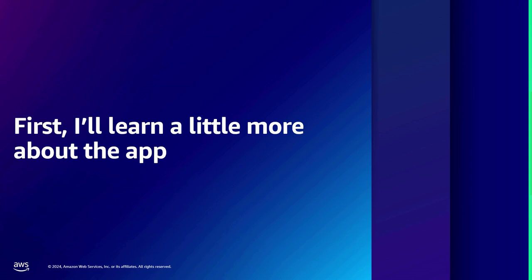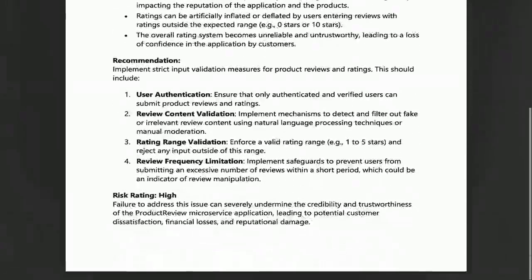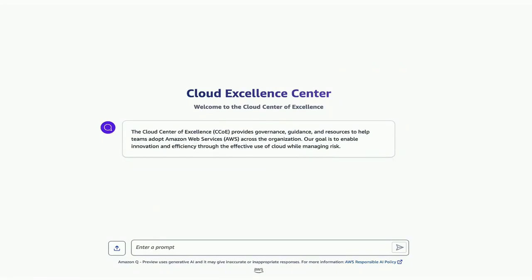And so I'm going to begin my journey first with the audit findings and then jump into the Amazon Q Business capabilities. So this is the audit finding report. Essentially, we're not properly validating product inputs. And as a result, we have these fake reviews. These are misleading, and they're resulting in some trust that we're breaking with our customers. And so the auditors have made some recommendations about user authentication and content validation, even range validation. Make sure that it's actually between 1 and 5 stars.